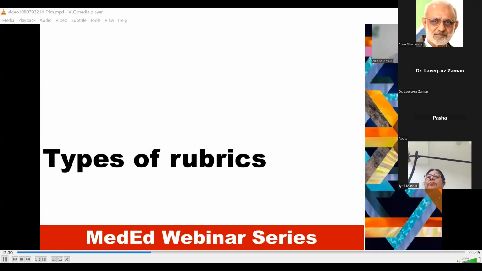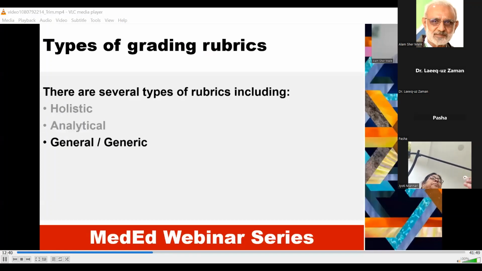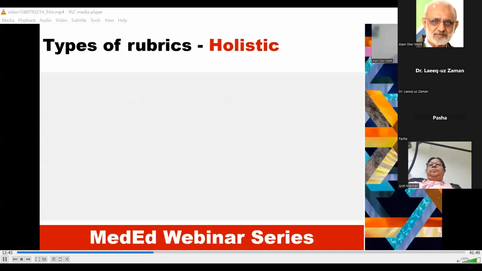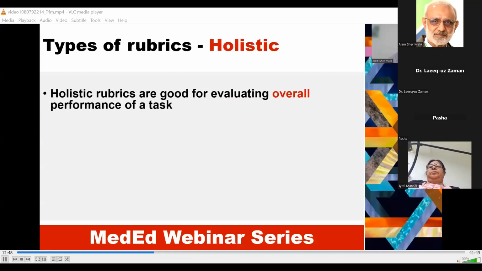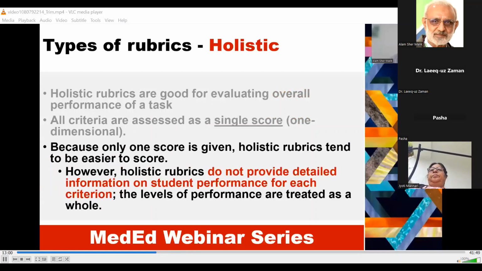Now let us talk about the types of rubrics. There are several types of rubrics, including holistic, analytical, generic or general, and task-specific. The holistic rubrics are good for evaluating overall performance of a task. All criteria are assessed as a single score or one-dimensional. Because only one score is given, the holistic rubrics tend to be easier to score.